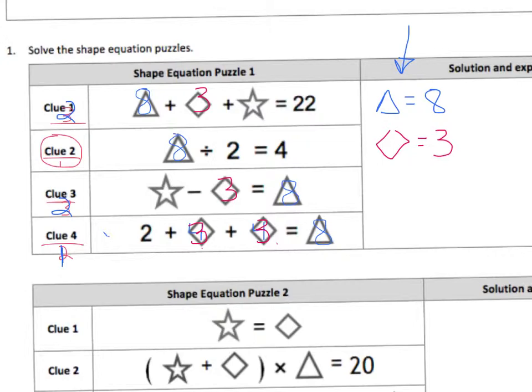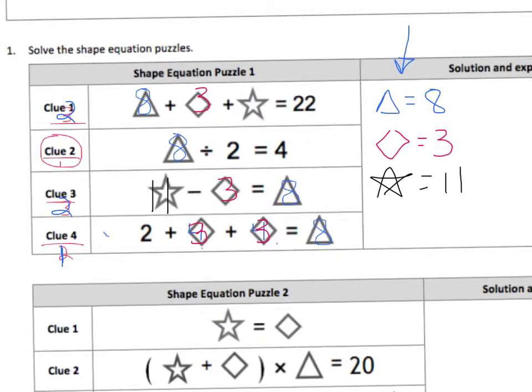So I need a number. When I take 3 away, I get 8. So I'm thinking that it has to be 11. Okay, so if I go to 11, take away 3, that'd be 10, 9, 8. I get 8. So star is going to equal 11.